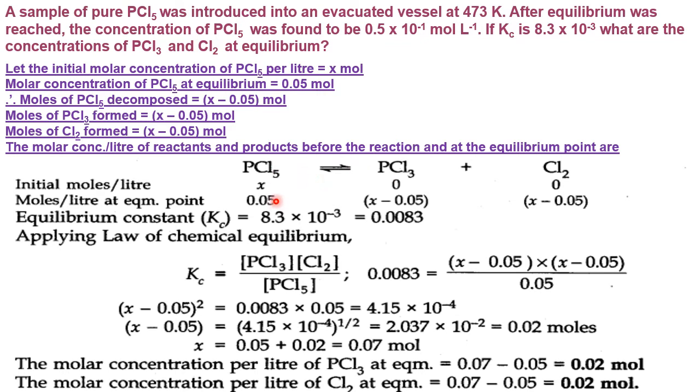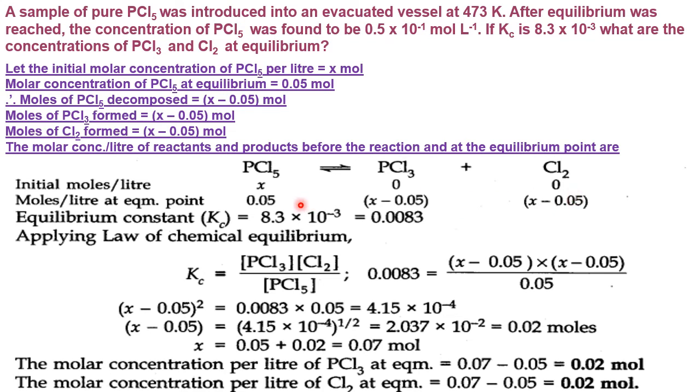After some time, this much is left. That means this much has been taken out from here, and that much is formed here. See here, 1 mole of PCl5 gives 1 mole of chlorine, both products. So whatever is left, that much might have reacted. Therefore x minus 0.5 of PCl3 and x minus 0.05 of Cl2 are formed as per the chemical equation.